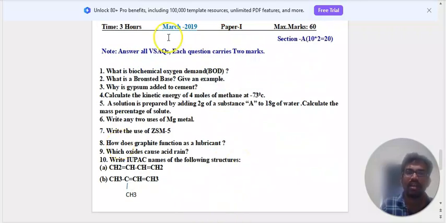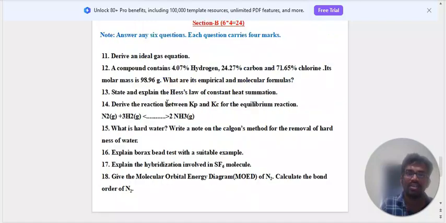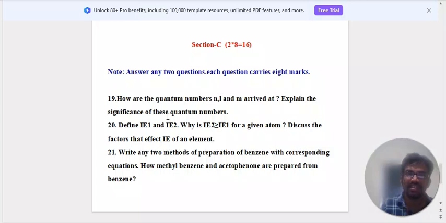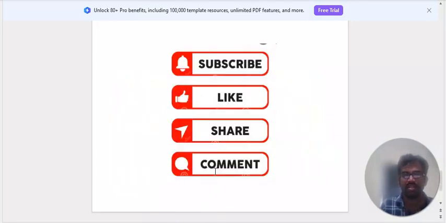Then you can come to the March 2019 question paper. This is the section A questions. March 2019, this is the section B questions, and this is the section C questions 19, 20 and 21. Most are repeated questions, and these are the questions. I hope that with what I have shown in these papers, if you definitely practice this, you will definitely pass, guaranteed.